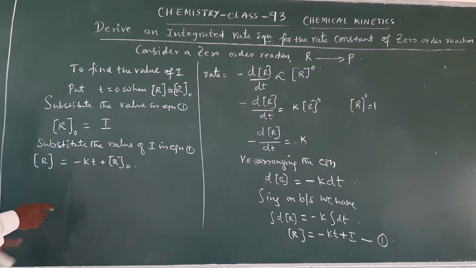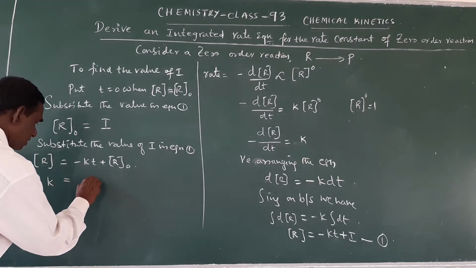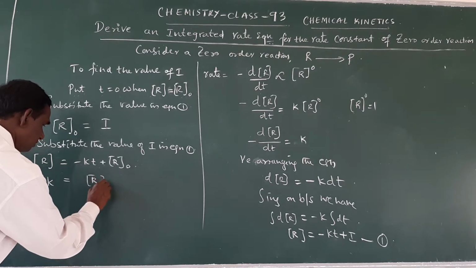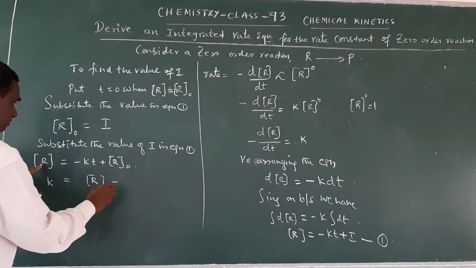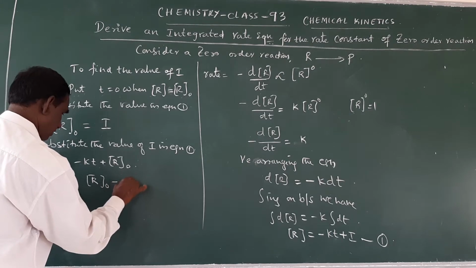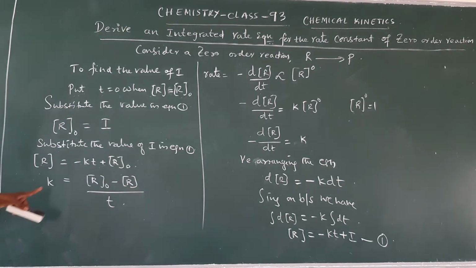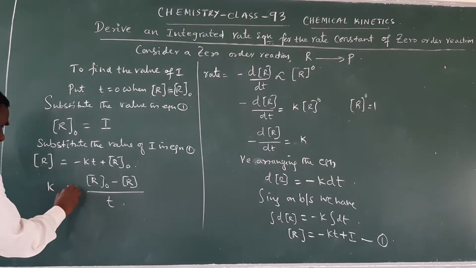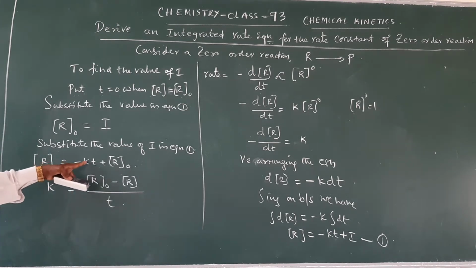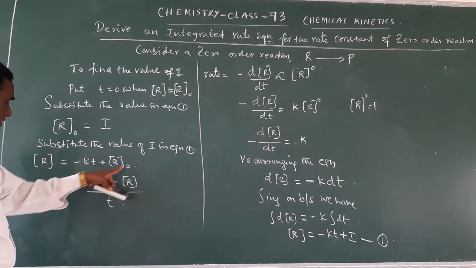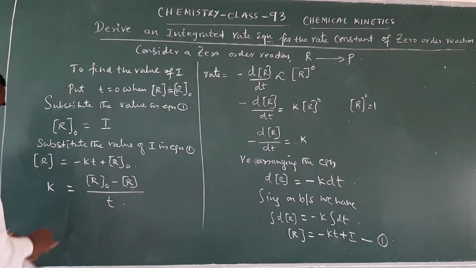So now we want this k. Therefore, what is k? k is equal to the concentration of R naught minus the concentration of R, divided by t. Taking the minus sign across, k becomes k is equal to concentration of R naught minus concentration of R divided by t.